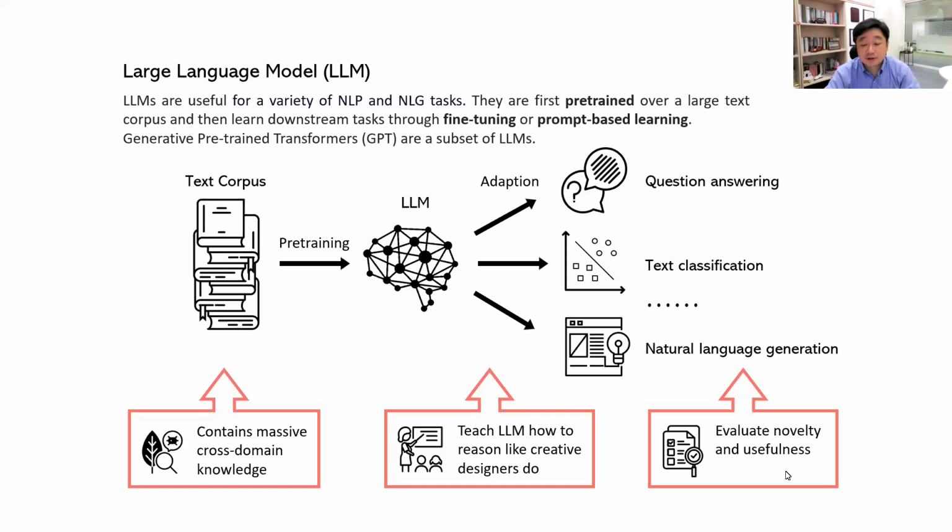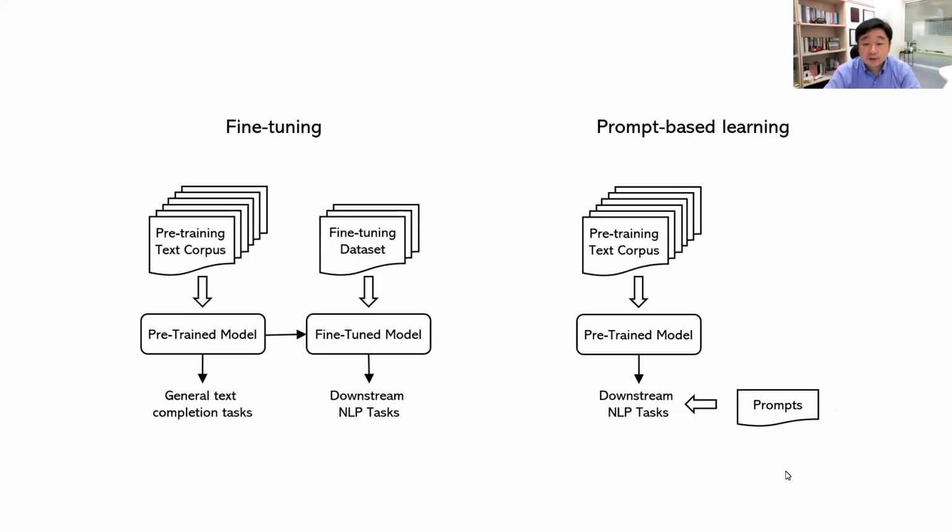The assumption is that those large language models have already learned massive cross-domain knowledge, and that can be the input for design concept generation. What we need to do is to teach those large language models how to reason like creative designers do, and also evaluate the AI-generated concepts in terms of their novelty and usefulness, because we're not just generating common sense text for other purposes, we're generating design concepts represented in natural language text. So there are two ways of working with GPT or pre-trained language models for our purpose.